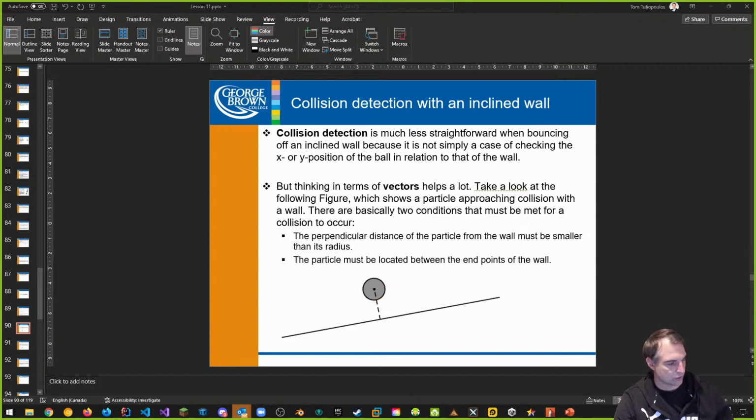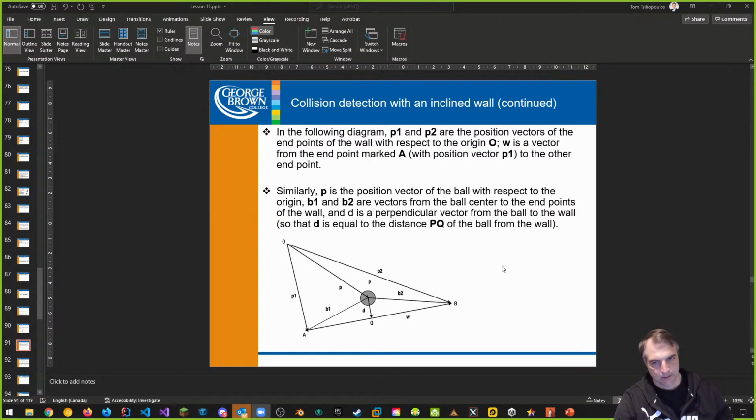If you haven't had a chance to go to the lab, please take a look at the video. I think it's pretty good what he talked about. So the perpendicular distance from the edge of the particle to the wall, if it's smaller than its radius, then we know it's collided. It's a pretty simple calculation: sphere and wall collision, or sphere-plane collision. But in the following diagram, P1 and P2 are the position vectors of the endpoints.